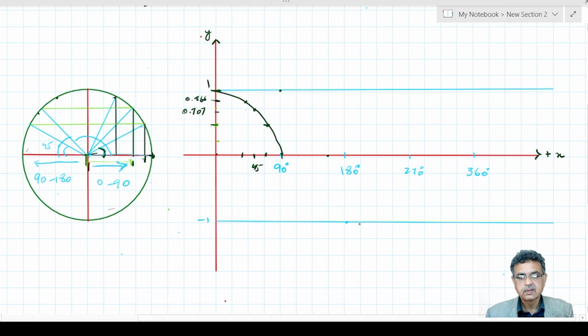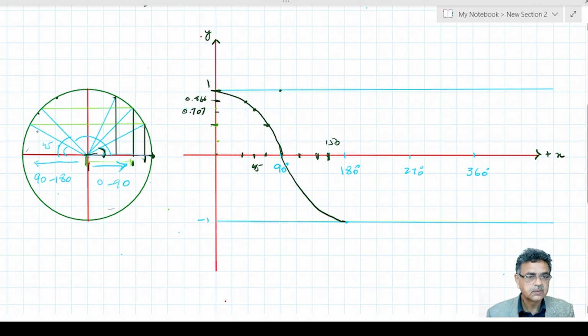So then the curve will move this way to the opposite side for these angles. That is, it will be approximately 120, then 135 and 150. This is 150, which is equal to 30 degrees.